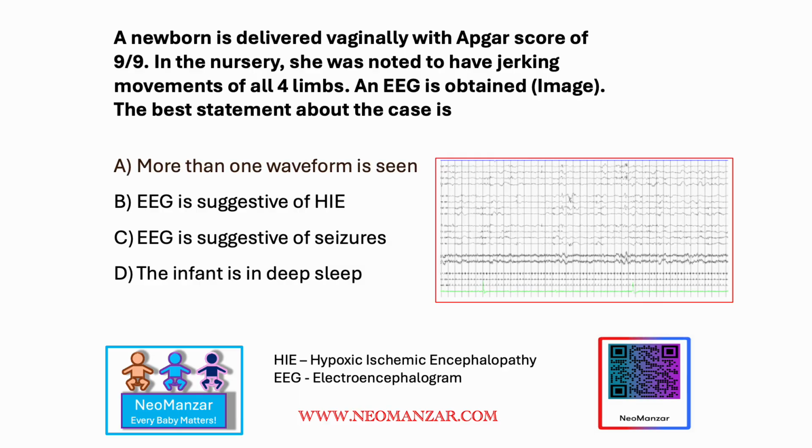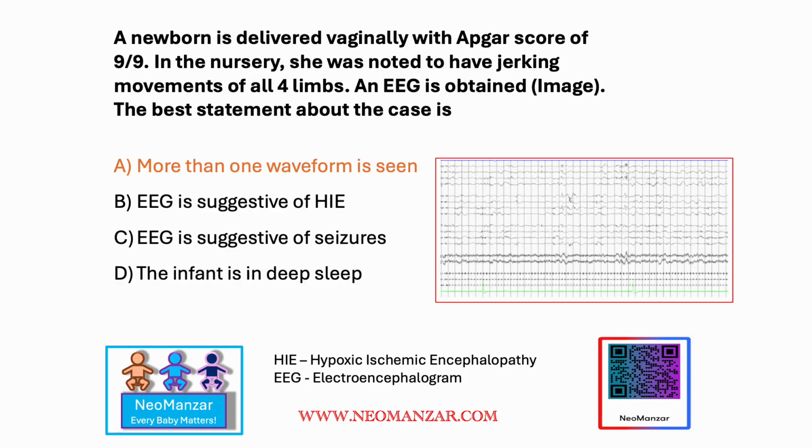Okay, the correct response here is A, more than one waveform is seen. So let's see why the others are not the right choice, and then we will dissect more into choice A. Choice B is that the EEG is suggestive of HIE. HIE is hypoxic ischemic encephalopathy. First of all, this baby was normal with a normal APGAR, so there is nothing really suggestive that the patient has hypoxic ischemic injury. So that is out.